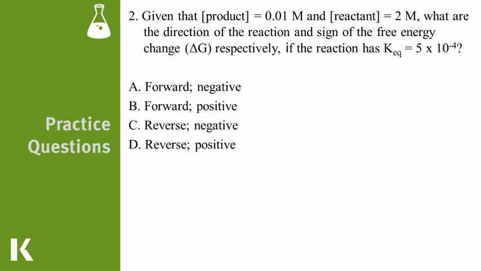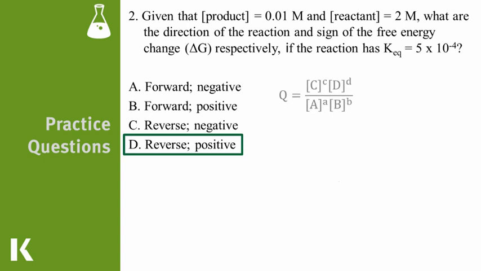This second question is asking you to think about how you can determine whether a reaction is reaching or has exceeded equilibrium. The answer is D. The reaction is occurring in the reverse direction and has a positive delta G value. To solve this problem, we need to find the reaction quotient and compare it to the given equilibrium constant.